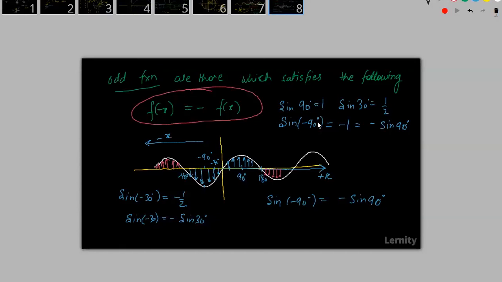Sine of minus 90 is minus 1. See, sine of minus 90 is minus of sine of 90. Sine of 90 is what? 1. So minus of 1.